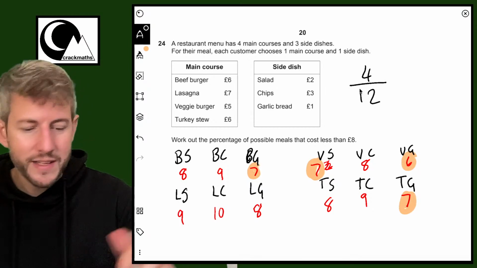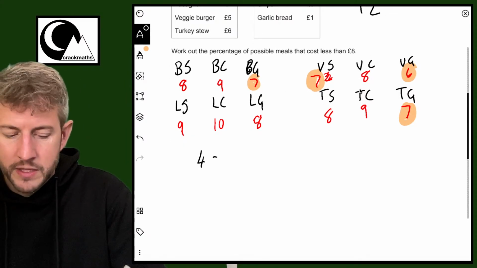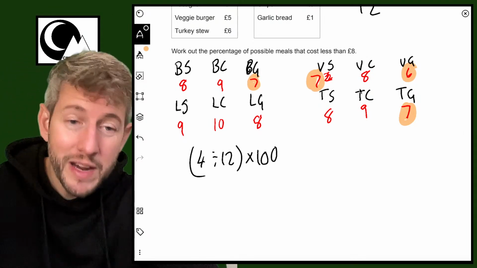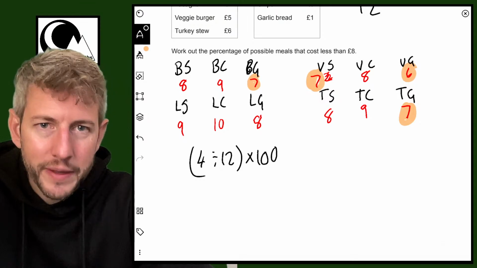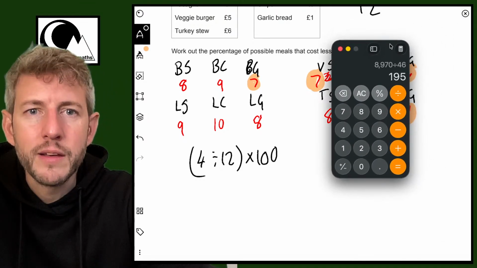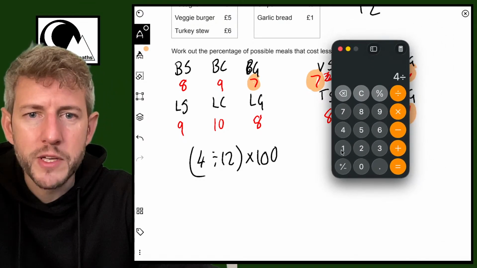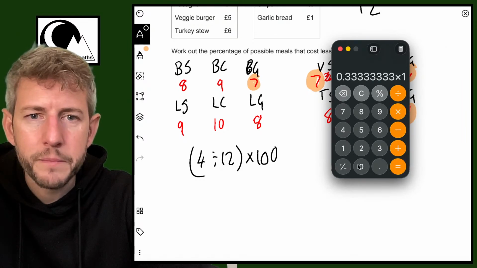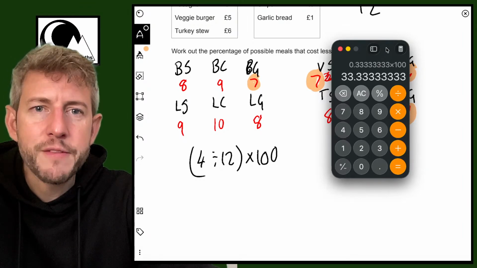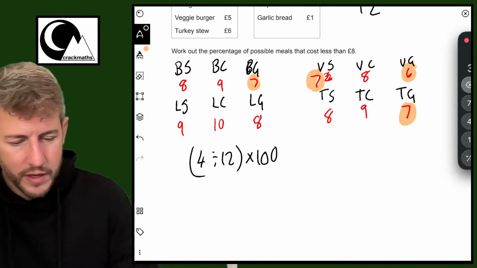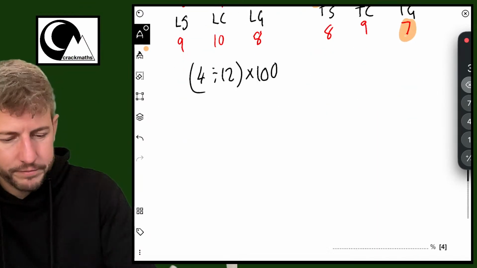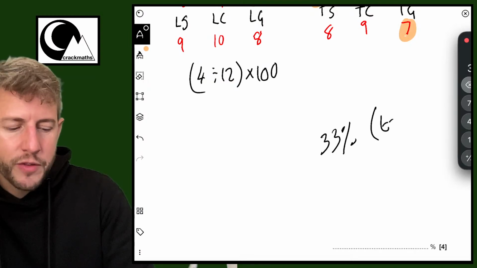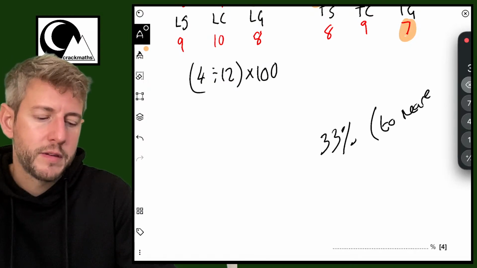So to turn that into a percentage, we'll do 4 divided by 12, and then we'll just multiply that by 100. And I'm being really lazy here. I'm going to do that on my calculator. So here we go. 4 divided by 12 equals 0.33, multiplied by 100 will be 33%. Okay, there we go. So we'll call that 33%. And that's to the nearest percent, to the nearest whole.